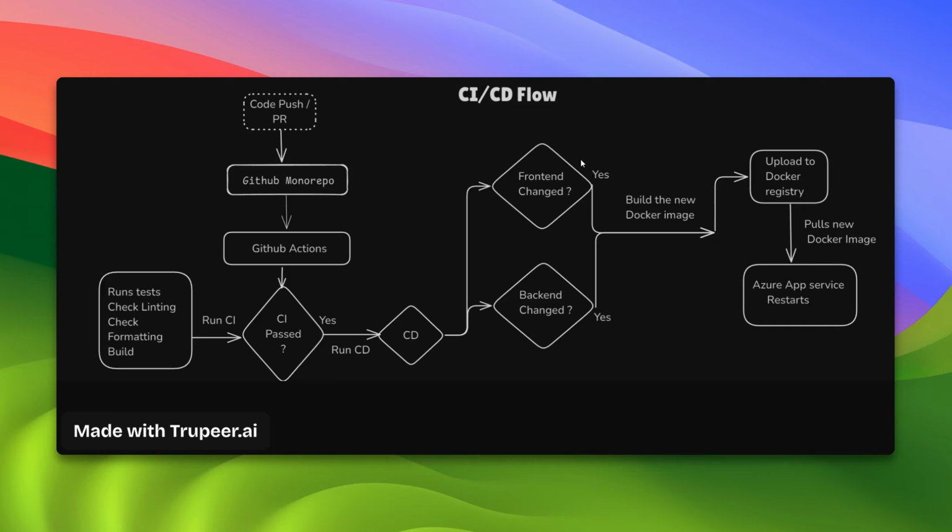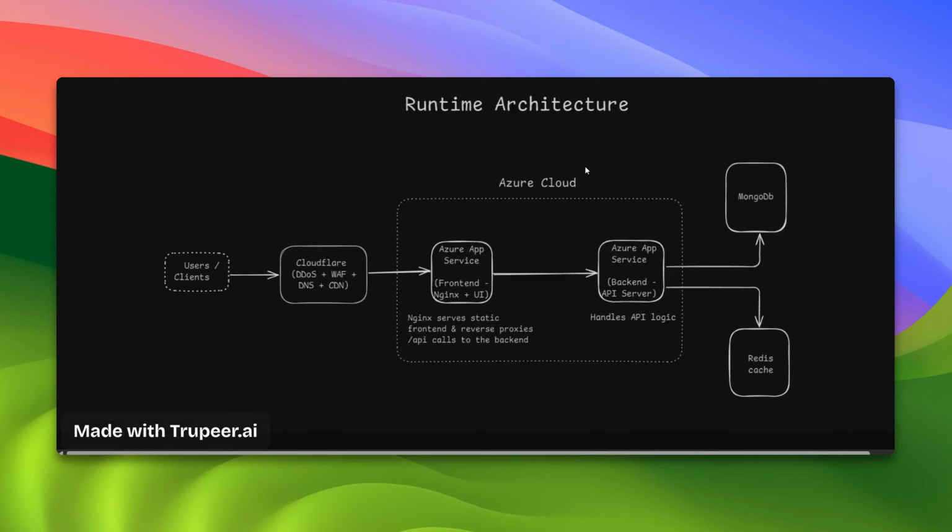Let's also explore the CI/CD workflow. I'm using a GitHub monorepo with GitHub Actions for the CI/CD workflow. It runs tests, linting, and formatting checks before deploying. The CD pipeline has a conditional deployment process based on which folder has been changed, deploying only that specific folder to Azure Cloud. For more details about the architecture behind BlogShare, please refer to the project README file.